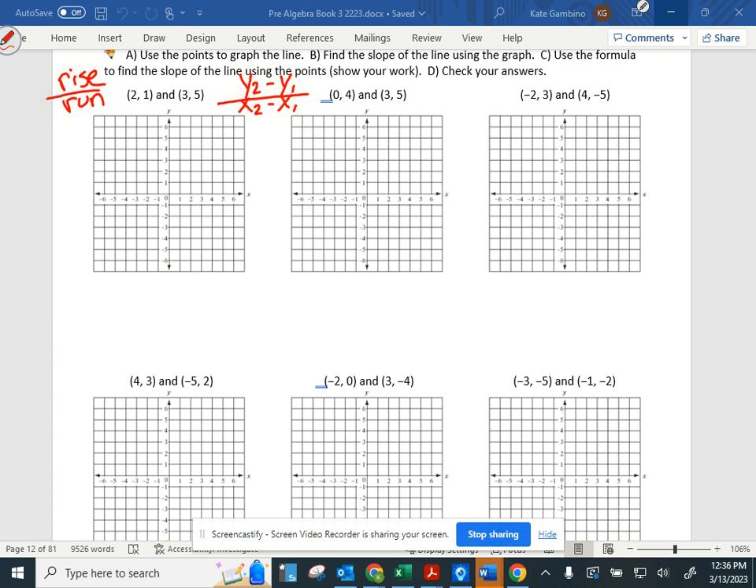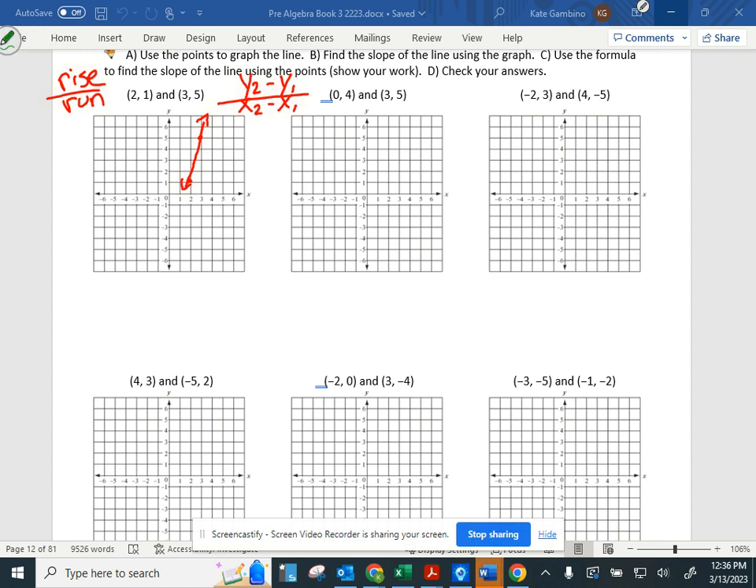Okay, so the first thing we're gonna do is graph our line. So that's the A. We have to graph our line. We have 2, 1, then we have 3, 5, and we're gonna draw our line with our arrows.